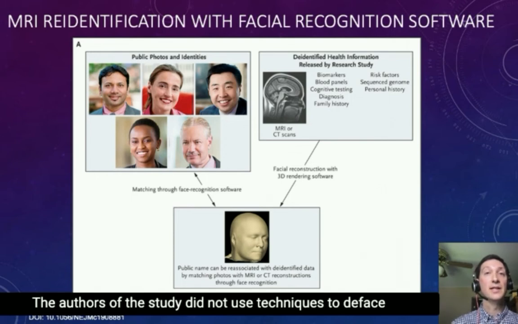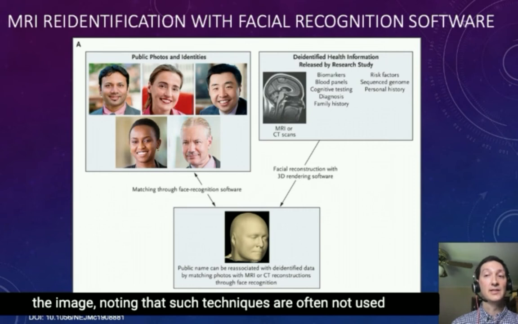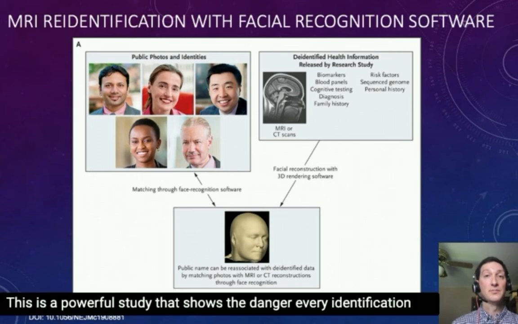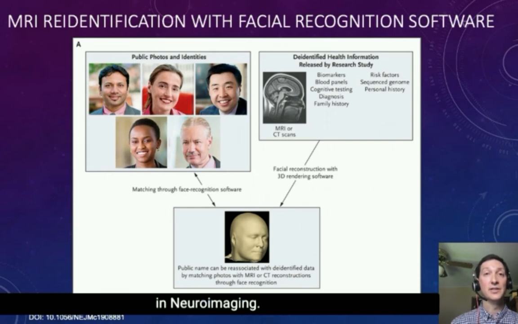The authors of the study did not use techniques to deface the image, noting that such techniques are often not used in anonymized datasets because they reduce the utility of the images. This was a powerful study that shows the danger of re-identification in neuroimaging.